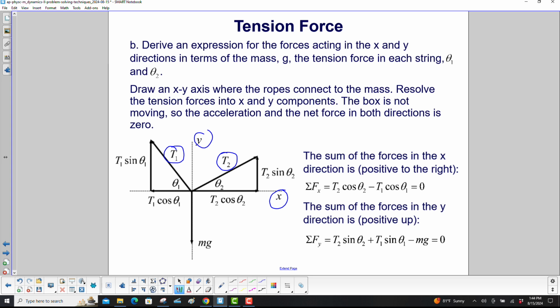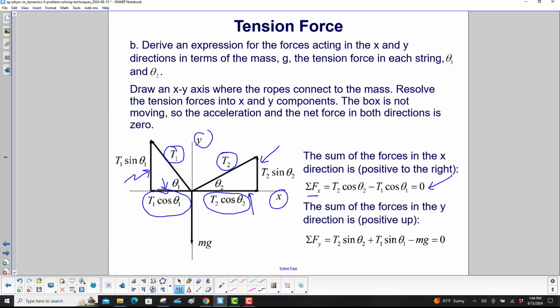The box is not moving, so the acceleration and the net force in both directions is 0. So this is going to be T1 cosine θ1, T1 sine θ1, then on the other side, it's very symmetric, T2 sine θ2 and T2 cosine θ2. The sum of the forces in the x direction is, considering positive to the right, T2 cosine θ2 minus T1 cosine θ1, and that equals 0.